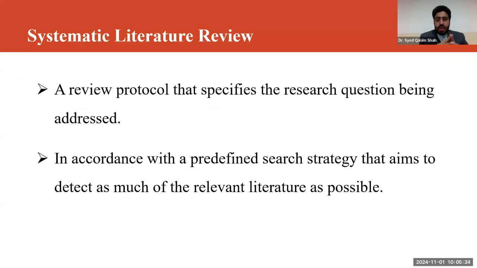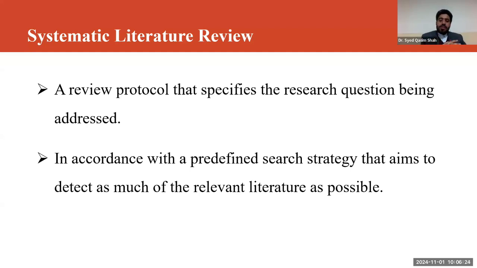Basically, systematic literature review is a review process, a review protocol, and there are certain protocols, norms, techniques, regulations, rules, policies, procedures, and methodology that specify the research question being addressed. So here we are more concerned about a certain protocol, a certain methodology. And we have a very predefined search strategy. It's not a random search, but a very predefined search strategy where each and every item, how we will search, what we will search, and what we are interested in searching, we will define with certain protocols.